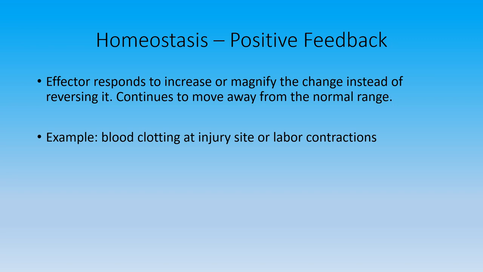Two classic examples of this in humans are blood clotting when you have an injury, and also labor contractions. So when you have an injury, say you have a blood vessel and there's an injury there, it's bleeding, there are certain chemicals that are released that will attract platelets to the area. And the platelets start to stick together, and they stick together at that injured site. Well, that's going to release even more chemicals to attract even more platelets to come and stick to the site.